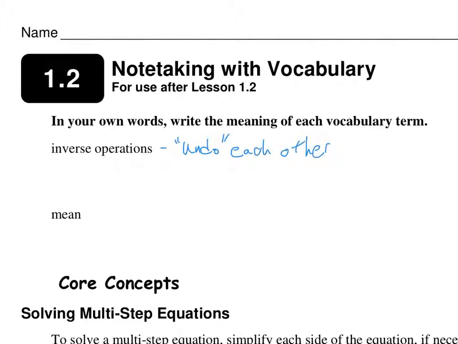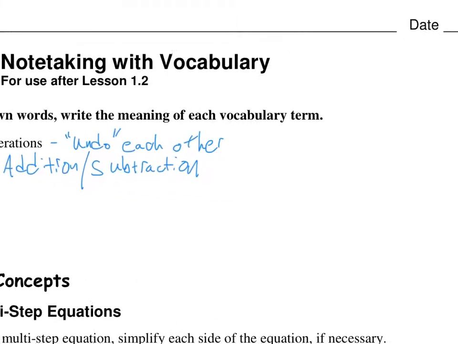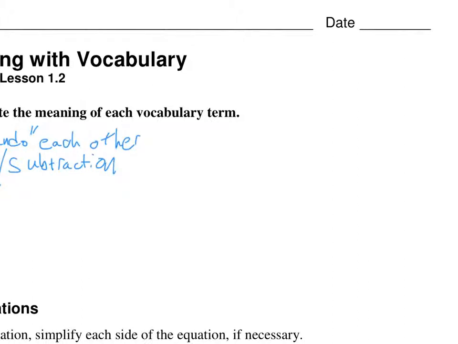And that would be things like addition. What undoes addition? Well, subtraction does, right? And what undoes subtraction? Well, addition does. And then our other two operations would be multiplication. What undoes multiplication? And that would be division. Alright? So those are inverse operations there.